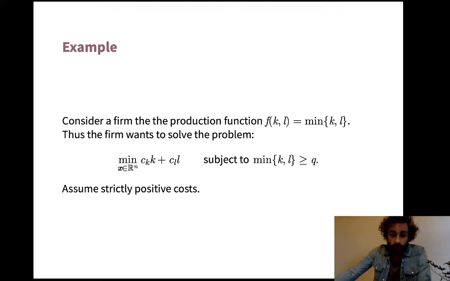The firm wants to solve the problem of spending the least amount of money to produce Q units of output, Q lines of code, and that just means that the minimum of K and L has to be greater than Q, and we're going to assume that we have strictly positive costs, right? Neither capital nor labor is going to be free.